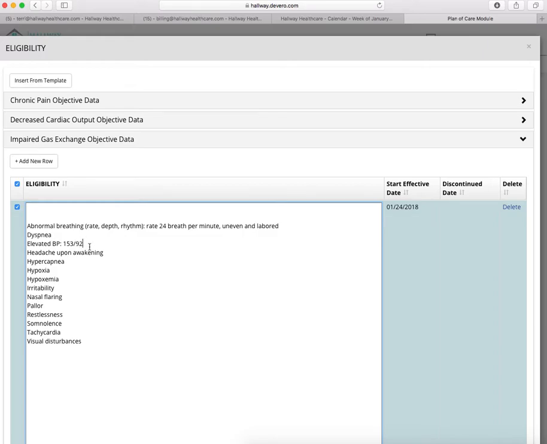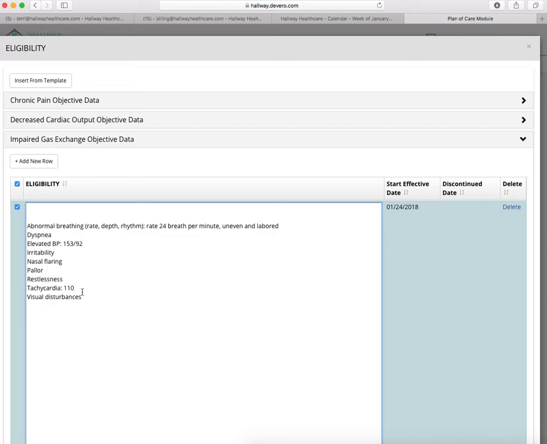153/92. Headache upon awakening. He didn't complain of that to me. I don't know if he has high carbon dioxide. He wasn't really hypoxic. Hypoxemia, the same thing. He was irritable. He did have nasal flaring. He was paler. He did have restlessness. No, he wasn't lethargic. Tachycardia. If this is the case, go ahead and put your rate and say what it was.